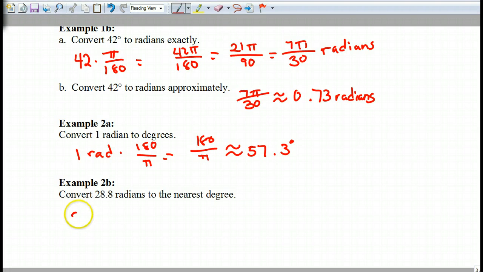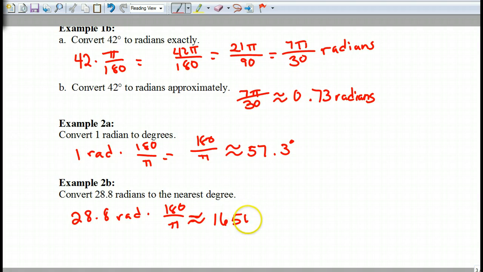Okay, same thing here, 28.8 radians times 180 over pi. Okay, and so if I actually do the approximation, it's going to be 1,650 degrees. Let me double check that. That doesn't seem right to me. No, I was right. Okay, so let's go to the next page.